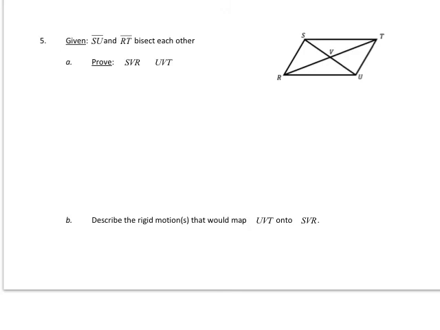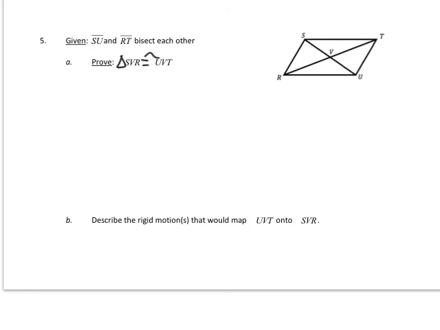So I've skipped over example 4. We're going to do that one together in class. And I'm going to finish with example 5 here. Given this diagram, SU and RT bisect each other. And I want to prove that triangle SVR is congruent to triangle UVT. SVR. So these are like the side triangles. I want to prove that this little guy is congruent to this little guy.